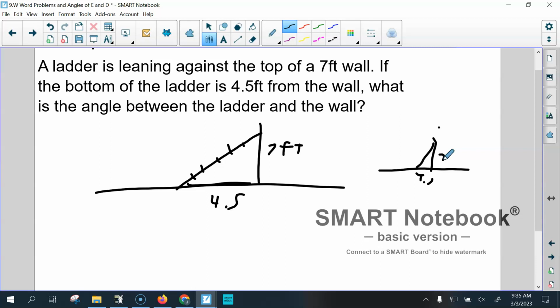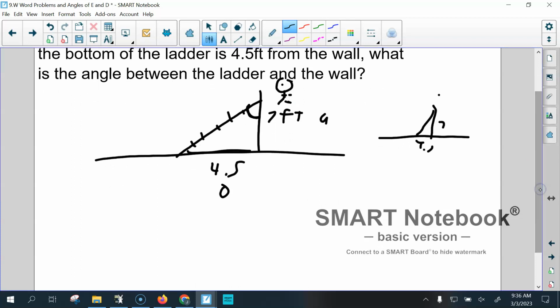Now you got to be careful. It says the ladder and the wall, not the ladder and the ground. So the ladder and the wall is here. So that is an angle of depression. And why that matters is from here, this is opposite and this is adjacent. If the problem said the ladder and the ground, then 7 would be opposite and 4.5 would be adjacent. So it really matters where you're looking from. And we're looking from up here, the ladder and the wall.